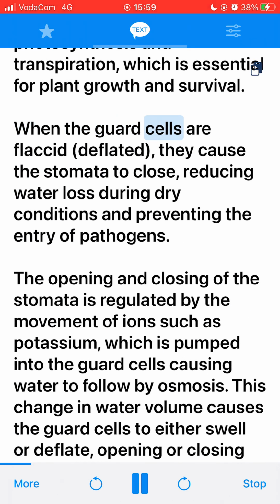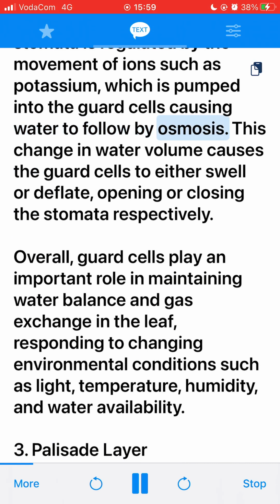When the guard cells are flaccid (deflated), they cause the stomata to close, reducing water loss during dry conditions and preventing the entry of pathogens. The opening and closing of the stomata is regulated by the movement of ions such as potassium, which is pumped into the guard cells causing water to follow by osmosis. This change in water volume causes the guard cells to either swell or deflate, opening or closing the stomata respectively.